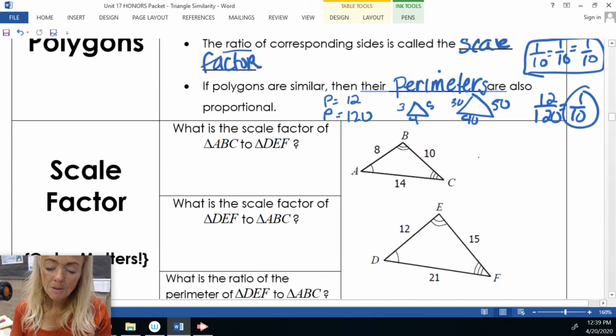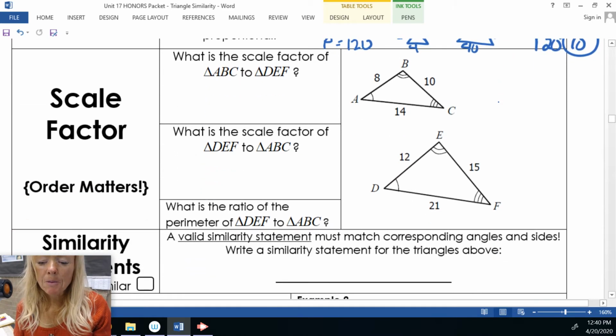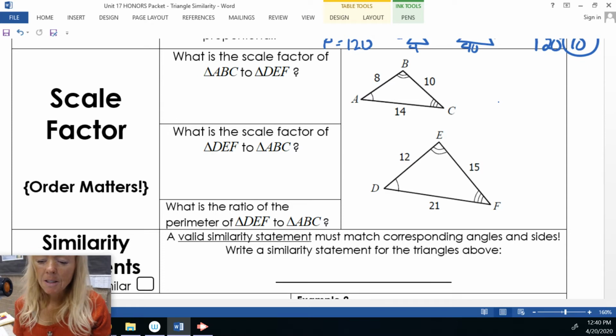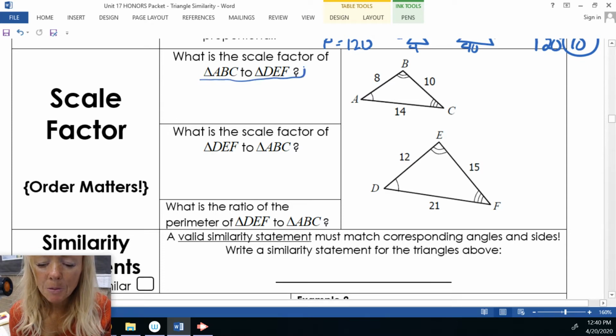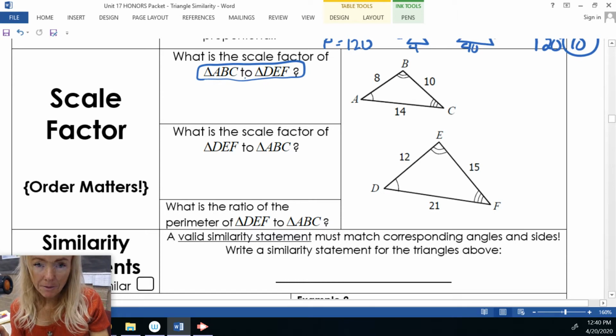And you note that in those two triangles, the side ratio is 3 to 30 or 1 to 10. The perimeters are 12 to 120 or 1 to 10. All right, so what will be asked on our homework and what we need to know for future math classes is: what is the scale factor? And when we are given a specific order, we have to make sure that we state our scale factor in that specific order. So when it says triangle ABC to DEF, if I go from ABC to DEF, then I'm going to get one scale factor.